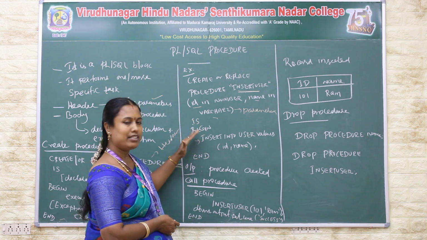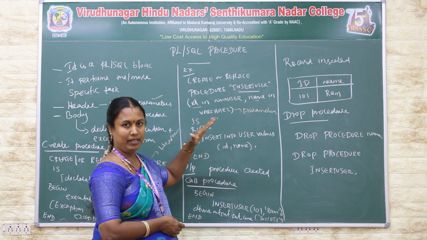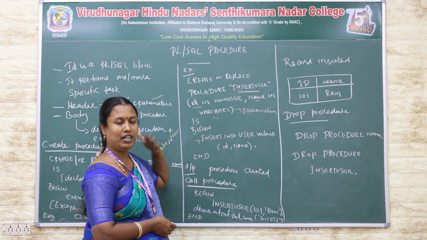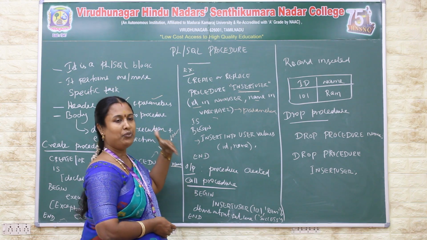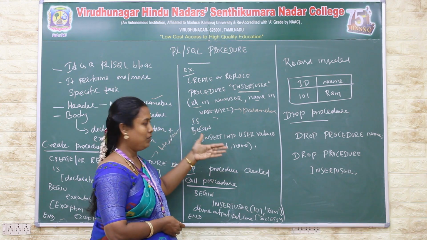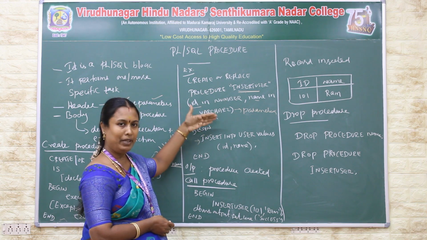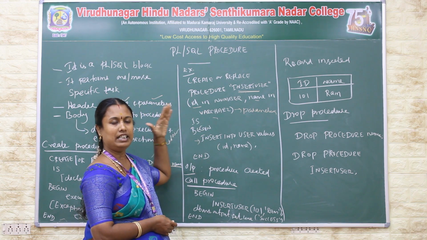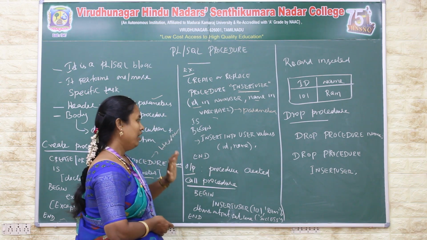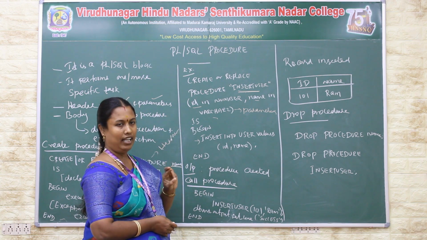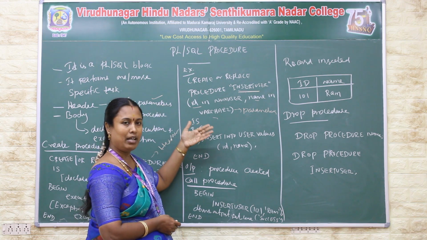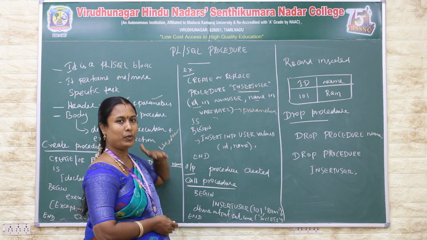Before writing this procedure, you should create this user table. Already I created the user table, so I didn't mention it here. If you have not created a user table, then before you make the procedure you have to create a table using the create table syntax with the fields ID and name. Okay, so only after the creation of the table can you create a procedure.